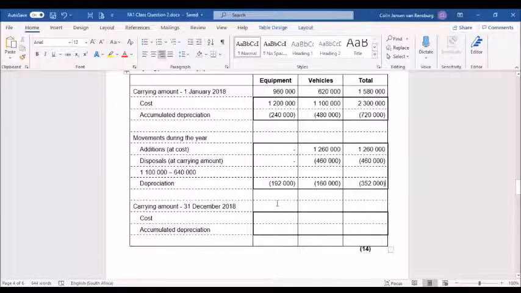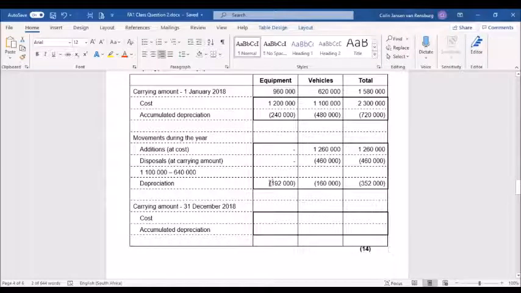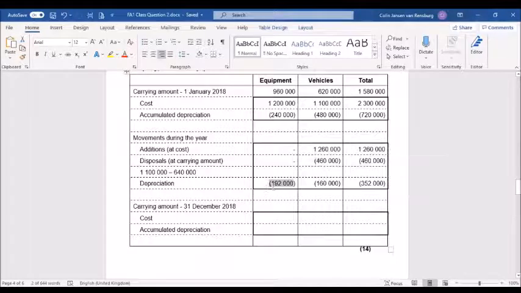The first way that we can do this is simply take our carrying amount at the beginning of the year, 960,000, minus any movements on it during the course of the year. In the case of the equipment, it was just the depreciation. So that 960,000 less the 192,000 will give us, if I added that up correctly, 768,000.